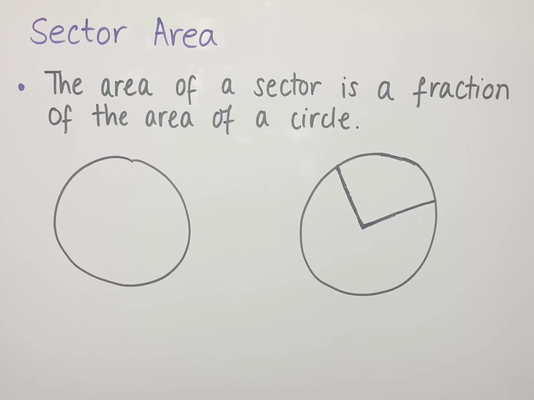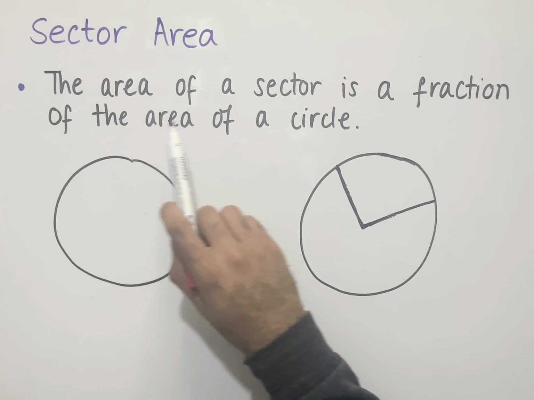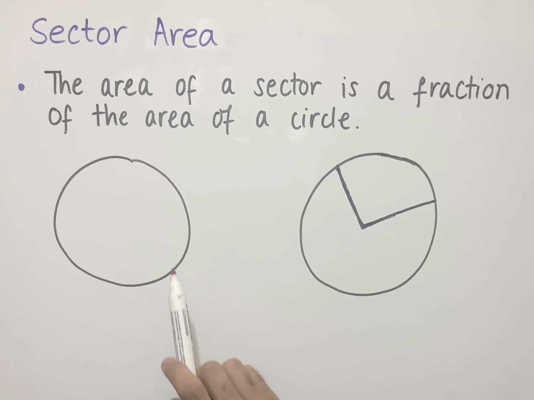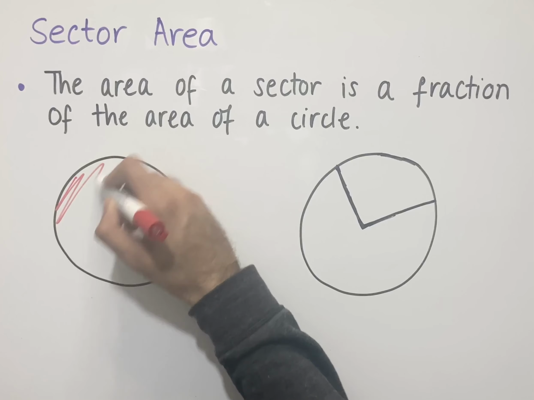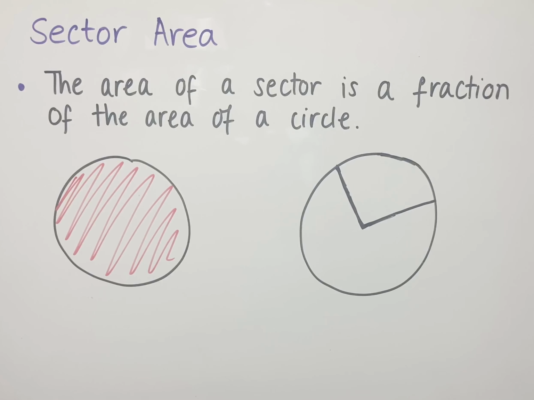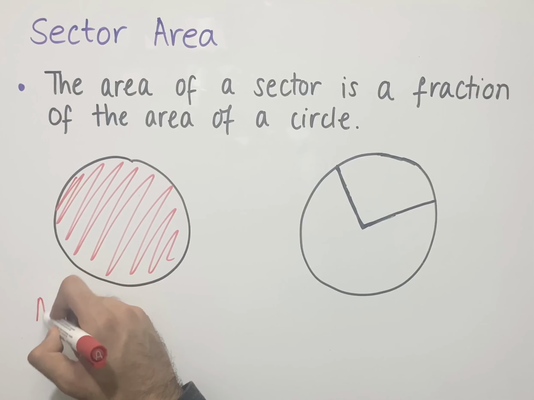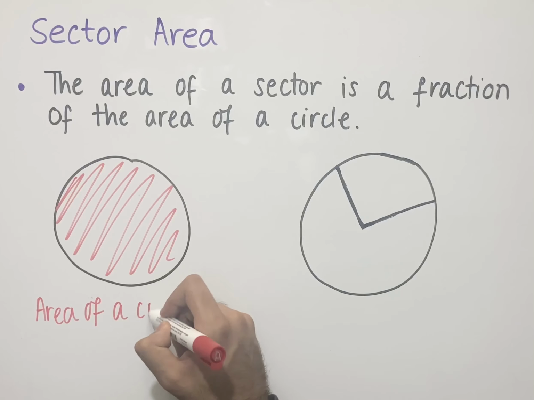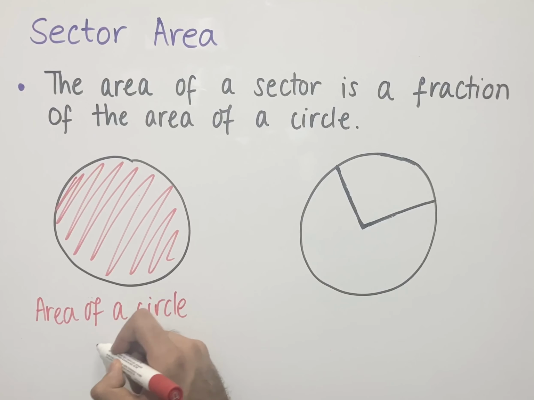Let's look at sector area. So the area of a sector is a fraction of the area of a circle. So what we've got here on the left hand side is a circle, and if we wanted to work out the full area of the circle, we would use the following formula. So the area of a circle equals pi r squared, where r is the radius of the circle.